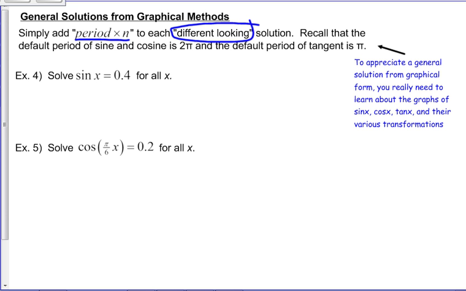Recall that the default period of sine and cosine is 2 pi, and the default period of tangent is pi. And I'm just saying here, to appreciate a general solution from graphical form, you'll need to learn about the graphs of sine x, cos x, and tan x, and their various transformations. So right over here, sine x equals 0.4. Well, let's go back and solve that graphically.